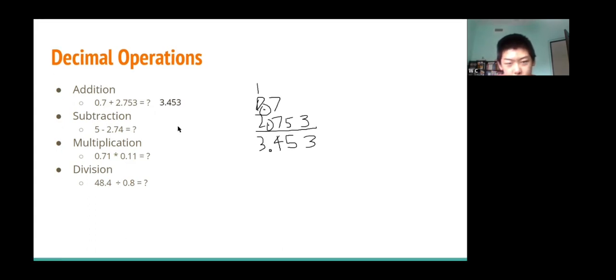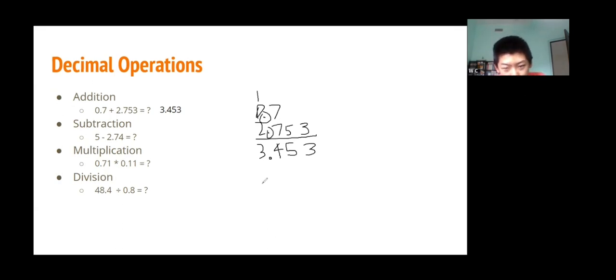For subtraction, it's the same concept. You line it up and you subtract. So 5 minus 2.74. If there are extra zeros, you can add them. Then just a normal subtraction. So the answer is 2.26.